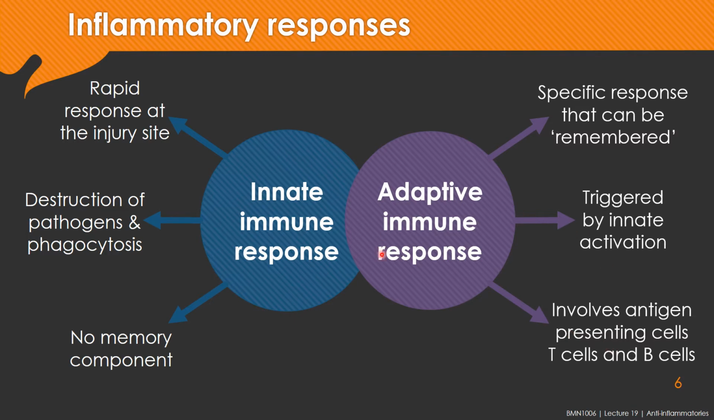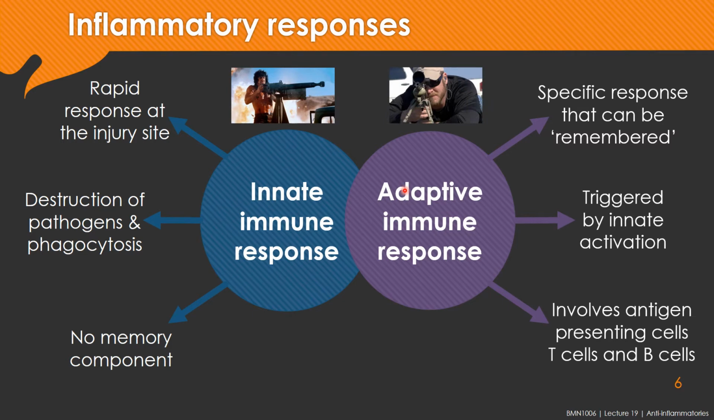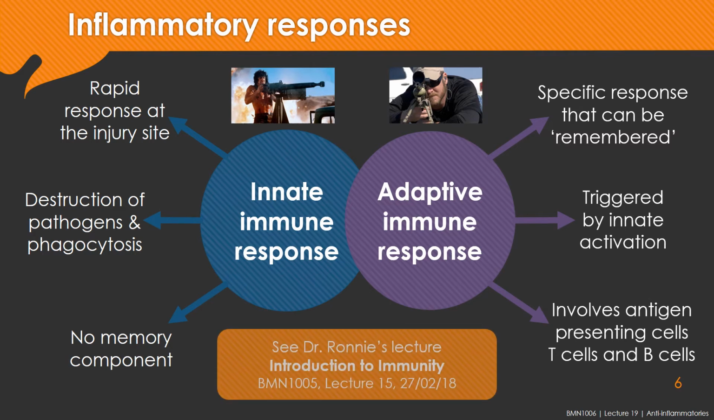So I would say that the innate immune response is pretty much like a heavy machine gunner who shoots at everyone that comes in, while the adaptive immune response is more like a sniper who only kills specific targets with the information given to him. So for more information, you could refer to Dr. Ronnie's lecture.